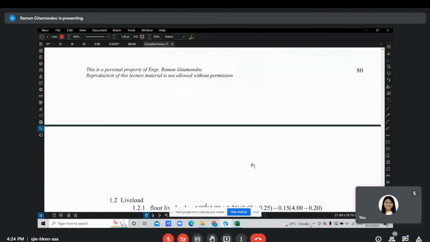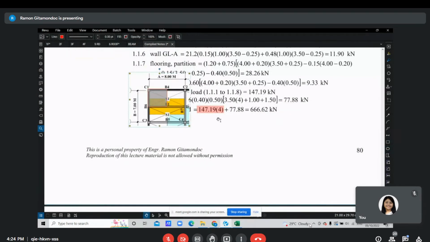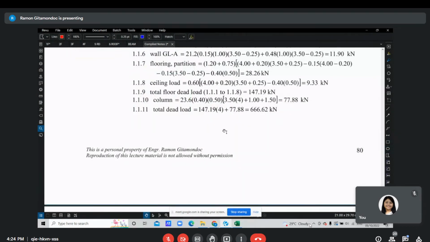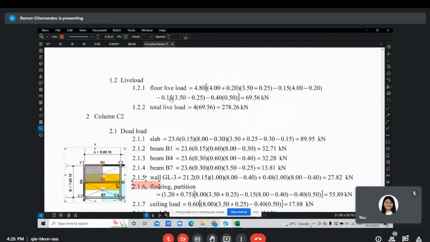Then next, we compute for the live load. So let's bring the figure down. The intensity of the live load is 4.8 kilopascals. Then you multiply this by the area which can be occupied by the live load. Again, I don't like the way some students try to analyze this, mixing up the figures and numbers, like where this 0.25 and 0.15 come from.